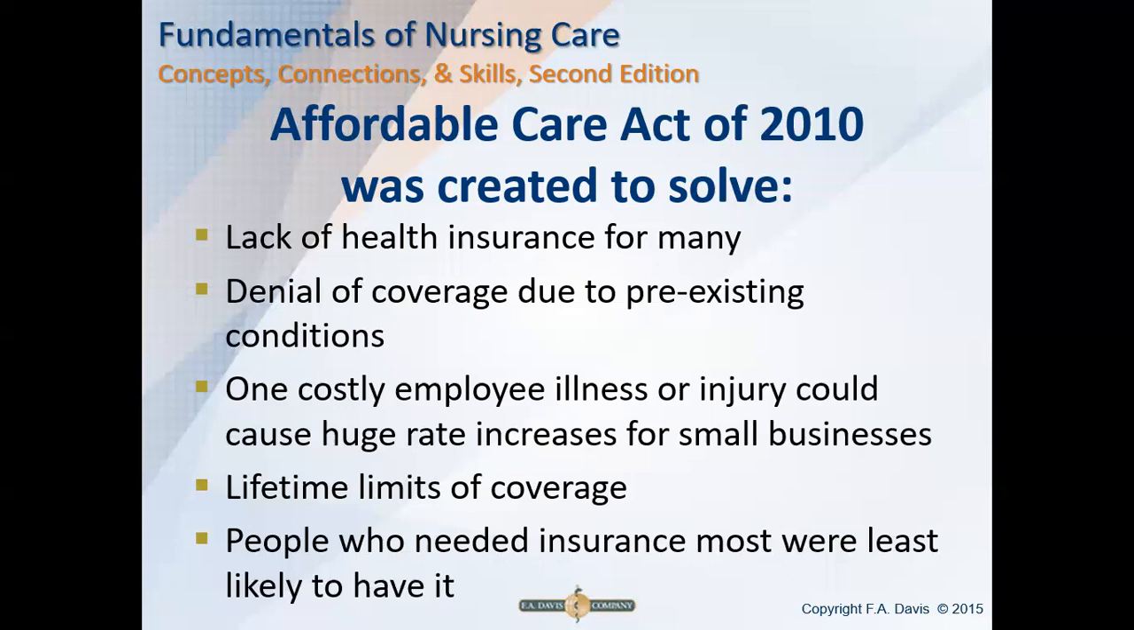And now we are going to see what the major goals are. One is lack of health insurance for many, denied coverage due to pre-existing conditions. One costly employee illness or injury could cause a huge rate increase for small businesses. Lifetime limit of coverage, and people who needed insurance most were least likely to have it.